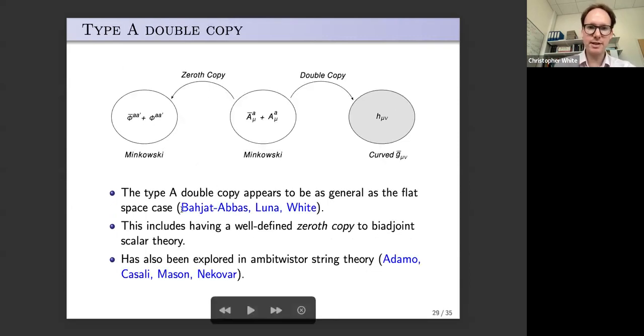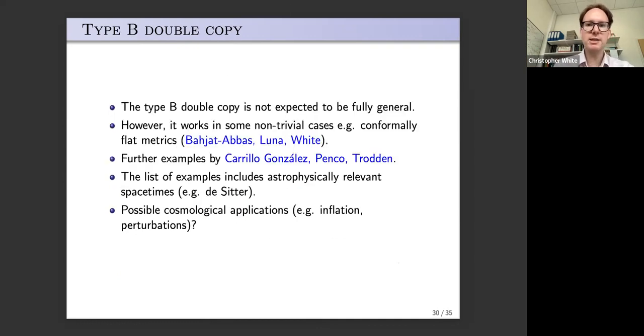So, to discuss each of these in turn, the type A double copy appears to be as general as the flat space case. We would also have a zeroth copy where we have a background biadjoint field. It's also been explored in the context of ambitwistor string theory and amplitudes, as well as in the context of classical solutions. So there seems to be a lot more general stuff that could be said there that might be useful for something. The type B double copy is not expected to be fully general, but it does work in some non-trivial cases. For example, I suspect it works for arbitrary conformally flat metrics. And I think the twistor methods I was talking about before would explain why, because those twistor methods are themselves conformally invariant somehow.